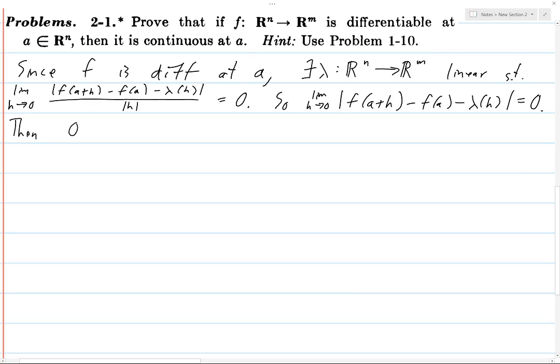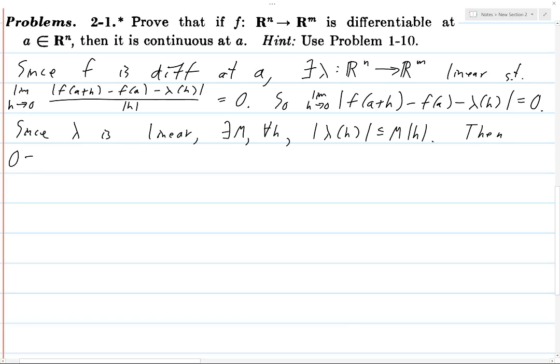Now we're going to do a string of inequalities here. Well, first, let's say, since lambda is linear, there exists some m such that for every vector h, the size of lambda h is less than or equal to m times the norm of h. This is using problem 1-1. Alright, so then how do we use this to our advantage?